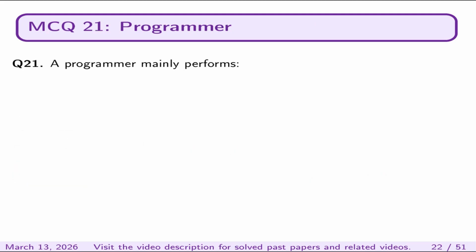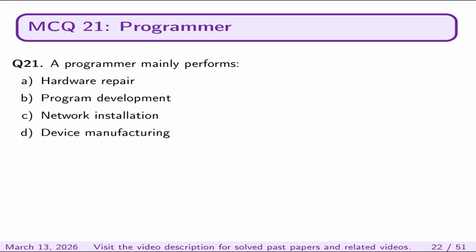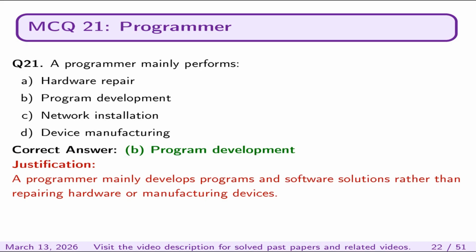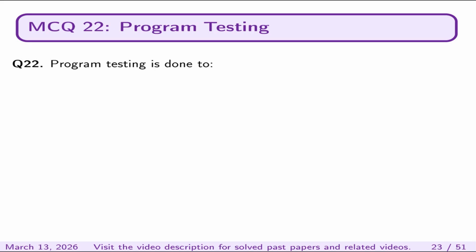Question number 21. A programmer mainly performs hardware repair, program development, network installation, device manufacture. The correct option is program development, because a programmer mainly develops programs and software solutions rather than repairing hardware or manufacturing devices.